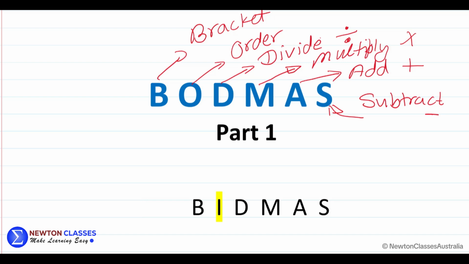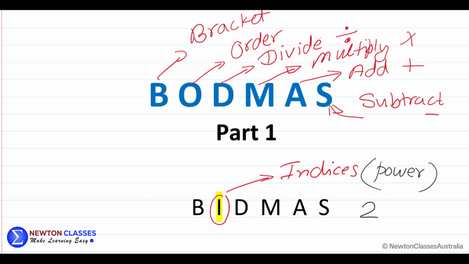But in some books and in some contexts, we use another abbreviation called BIDMAS. So B, D, M, A, S are exactly the same, but this I technically stands for indices. And indices, in common terms, we call powers. For example, 2 square, 2 to the power 2, 5 cube, 5 to the power 3. In part 1, I'm not going to talk more about the indices. We'll be focusing more on brackets, divide or multiply, and add or subtract.